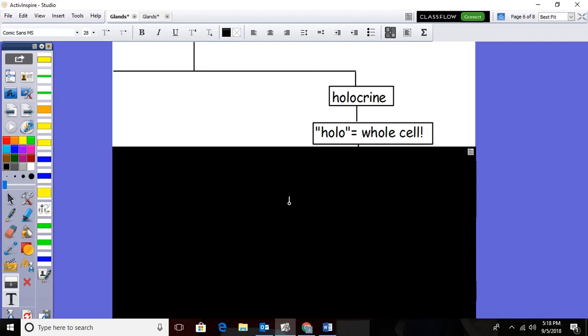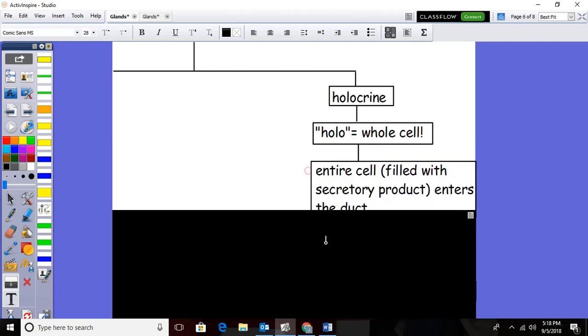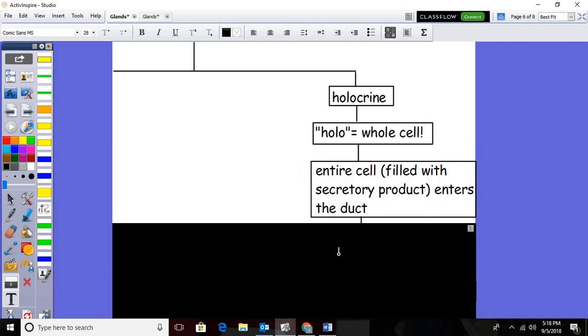Well, this time, what's going to be in the duct are whole cells, and we're going to show that in our picture. So the entire cell filled with secretory product enters the duct.